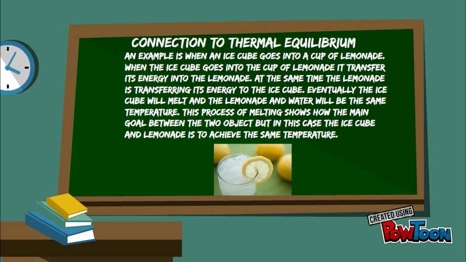Connection to thermal equilibrium. An example is when an ice cube goes into a cup of lemonade. When the ice cube goes into the cup of lemonade, it transfers its energy into the lemonade. At the same time, the lemonade is transferring its energy to the ice cube. Eventually, the ice cube will melt and the lemonade and water will be the same temperature. This process of melting shows how the main goal between the two is equilibrium.